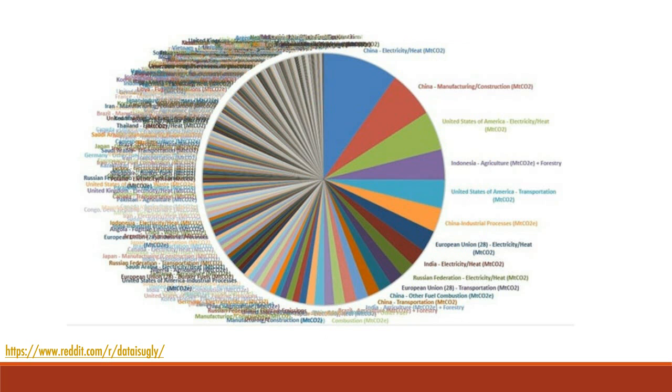Here's another overly cluttered graph. This is showing different sectors of the economy in different countries, but you can see that so many of these words are overlapping that you can't even read them. And then there's just so much going on here, it's really hard, again, to make sense of.